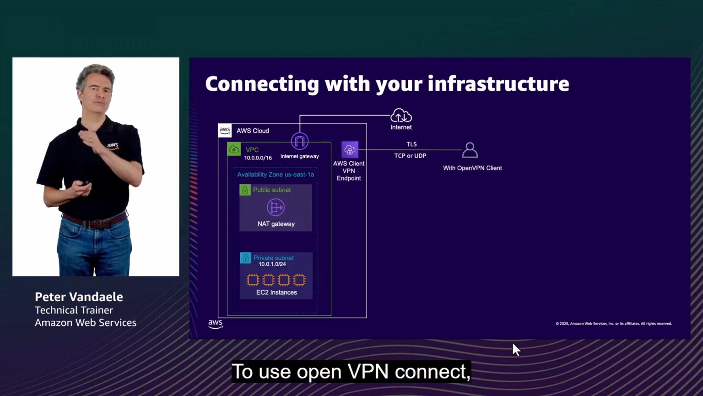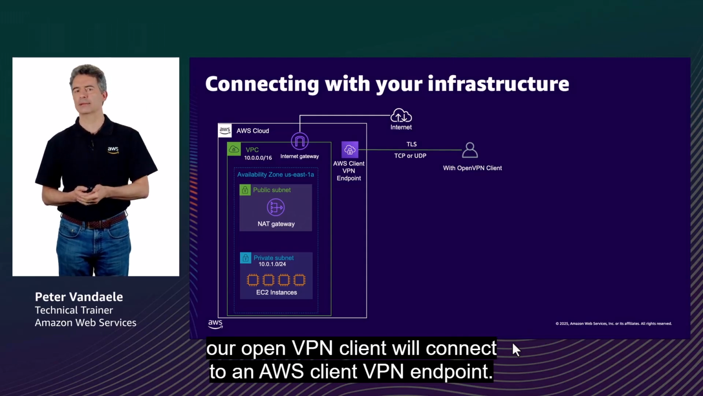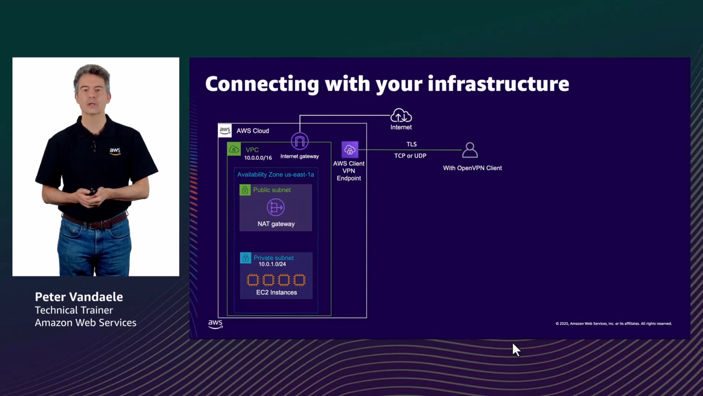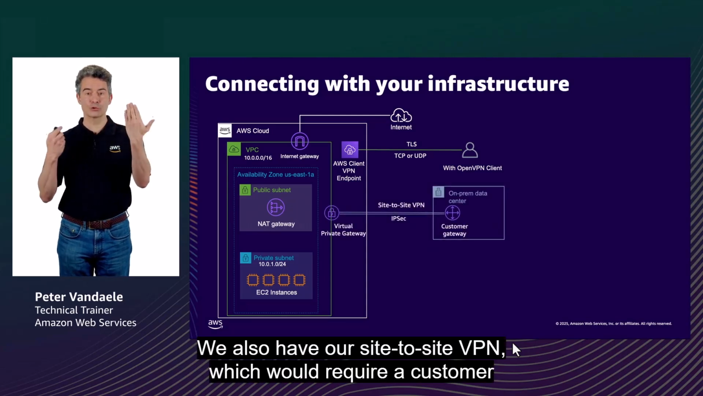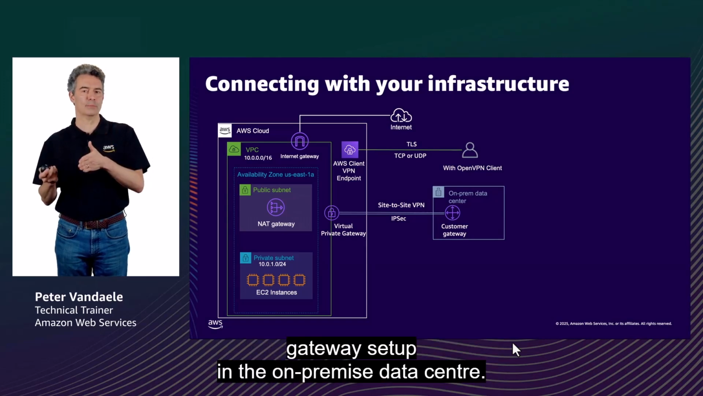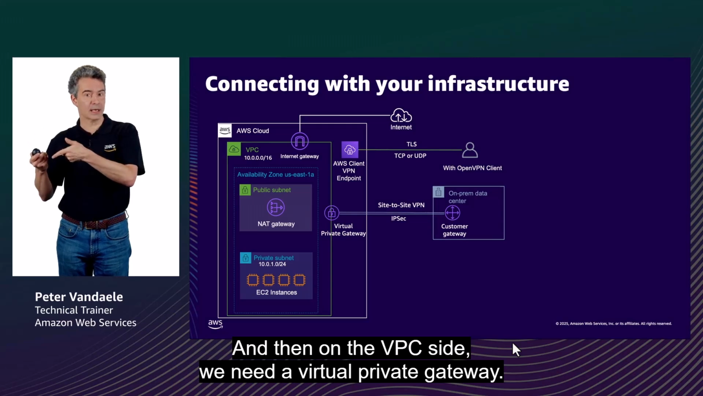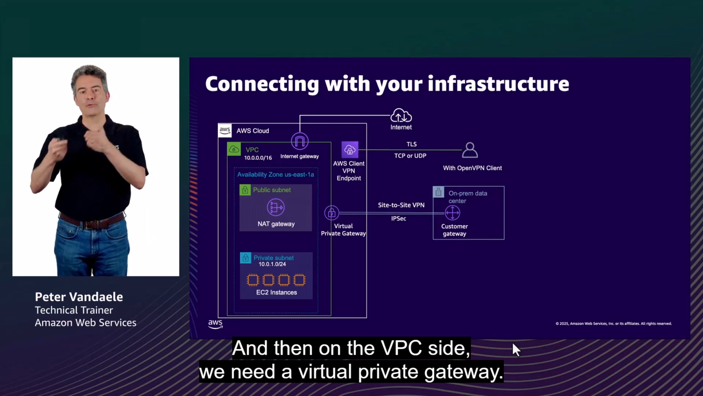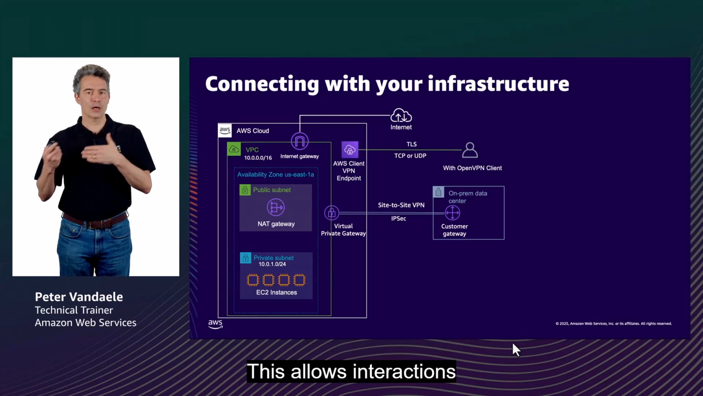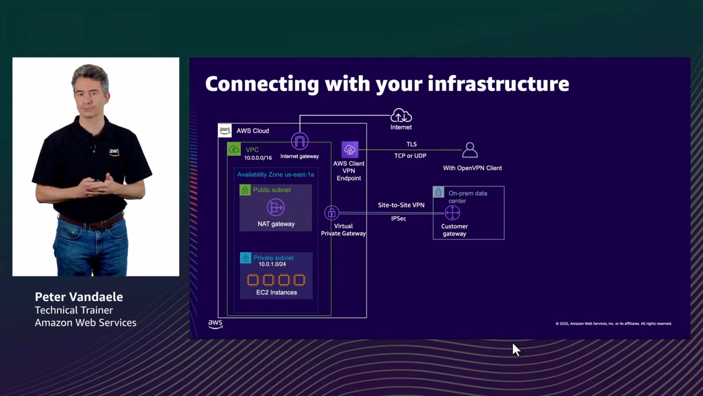To use OpenVPN Connect, our OpenVPN client will connect to an AWS Client VPN endpoint. We also have our site-to-site VPN, which would require a customer gateway setup in the on-premise data center, and then on the VPC side, we need a virtual private gateway. This allows interactions between our on-prem data center and the cloud.